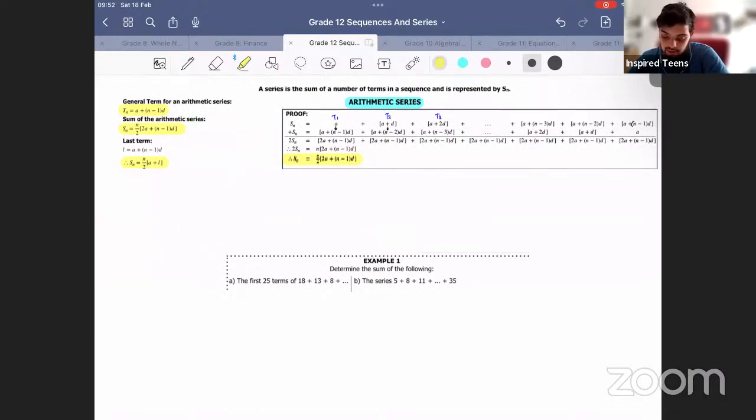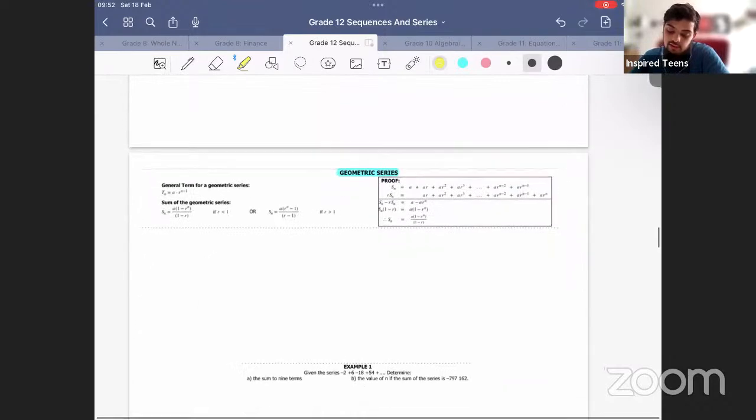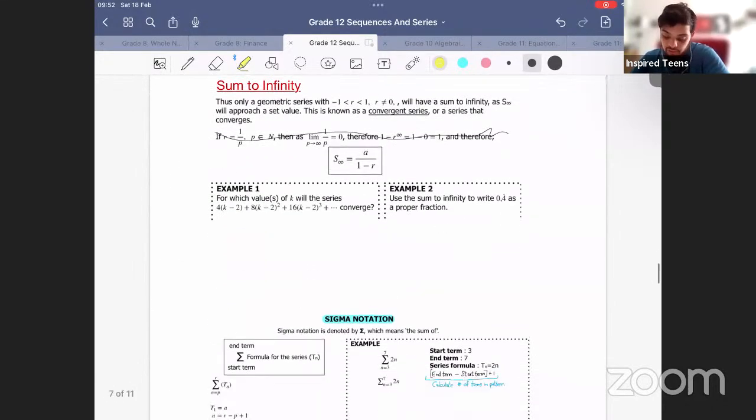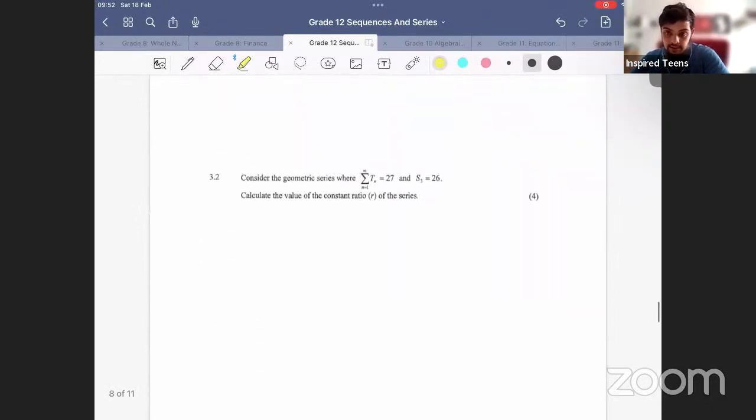Okay, unfortunately, time is up. So next week, we are going to continue with questions on this. And then we still have geometric series and its proof and questions. We have sum to infinity. We have sigma notation, practice, and then some difficult examples.